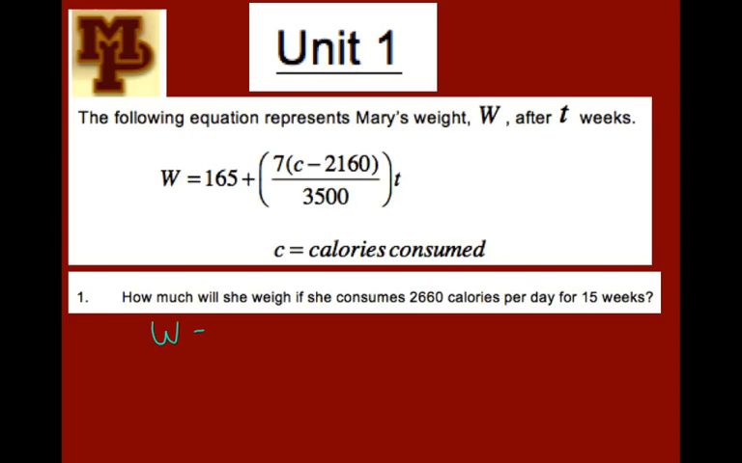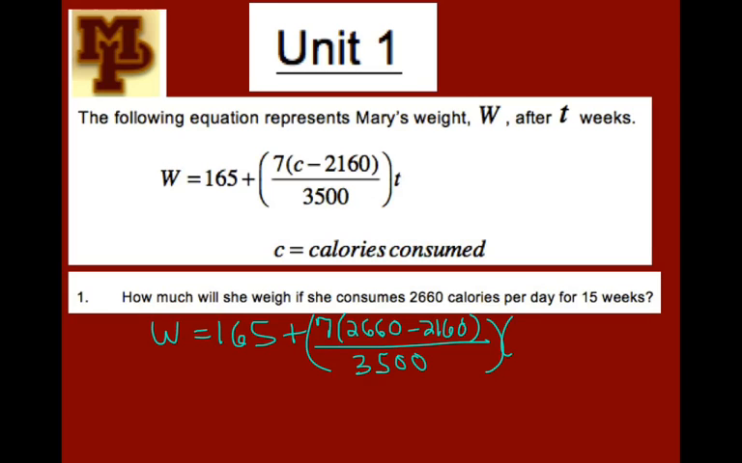So we'll have W equals 165 plus, and we've got 7, parentheses, and this is 2660 minus 2160, divided by 3500. And then we've got our T on the outside, which we're saying is 15.